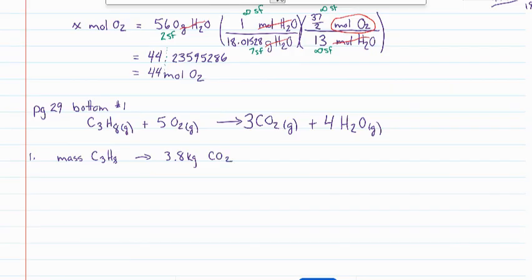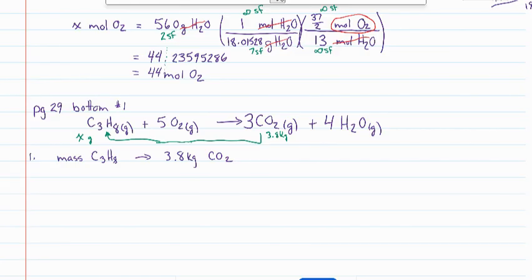Okay, and if you'd like to use your arrows, here we go. So this right here is going to be our X grams. And over here, we have 3.8 kilograms. Okay, so 3.8 kilograms, and we're going backwards in this case.